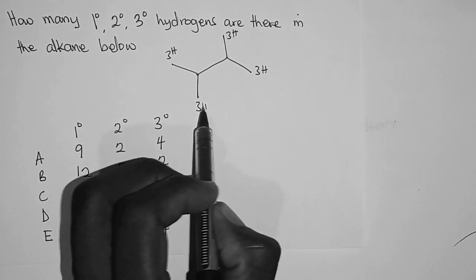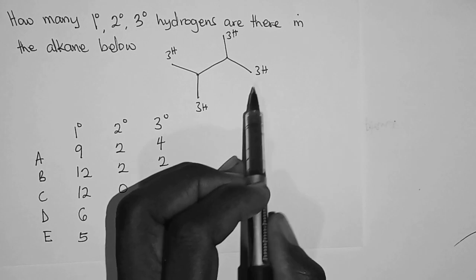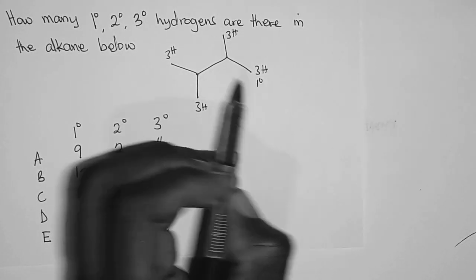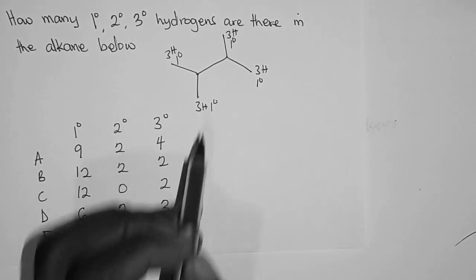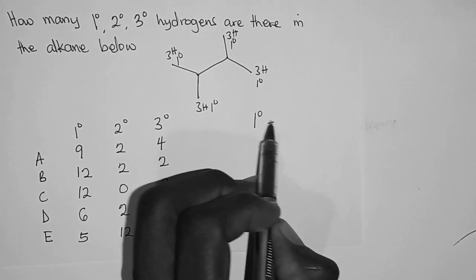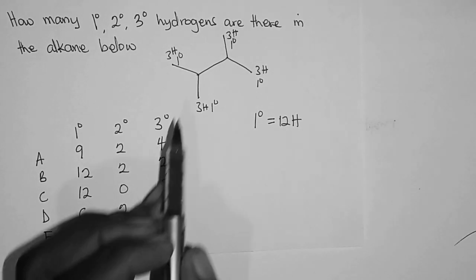And then there are 3 protons here. However, CH3 is talking about primary protons. So these protons are primary protons. This one too is primary. This is primary. And this is primary. So the primary protons are 12 protons.